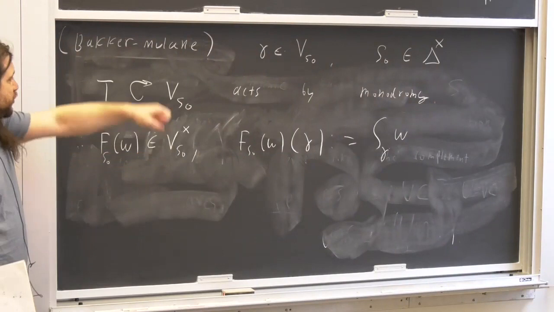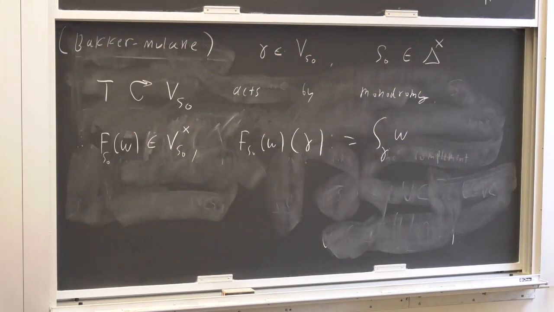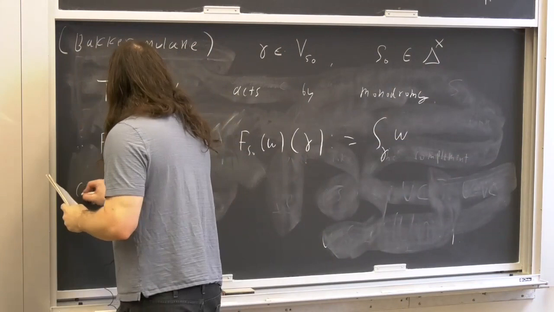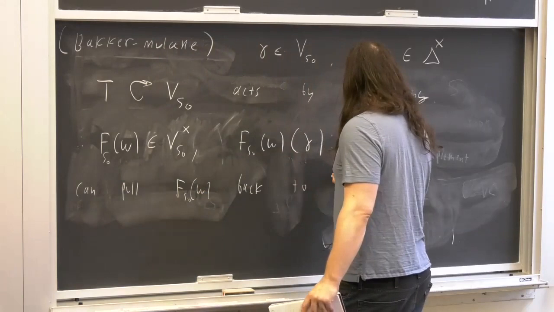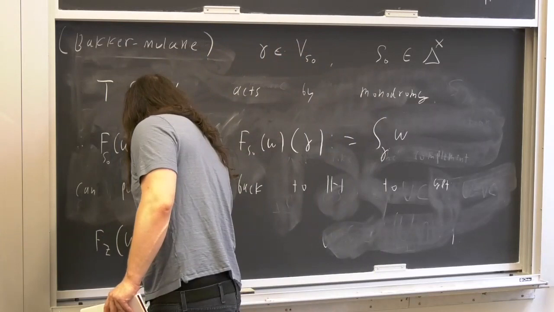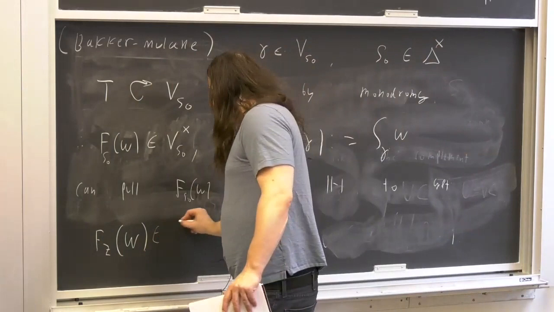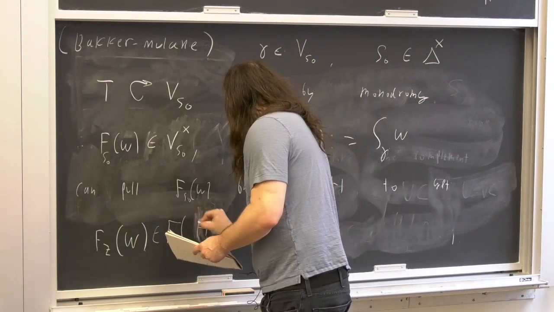So we have an action on this dual space here. And now we can extend F to a function on the entire punctured disk up to monodromy. And then we're actually going to pull it back to the upper half plane using the exponential map. So we can pull F_{s0} omega back to the upper half plane, where it's simply connected. So we get a full function F_z omega, which is a global section on the pullback of this vector bundle V on the upper half plane, of the dual.